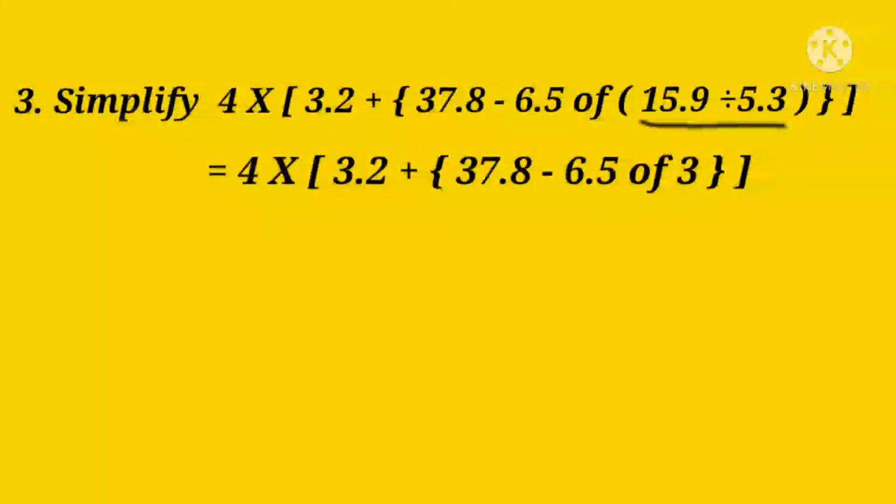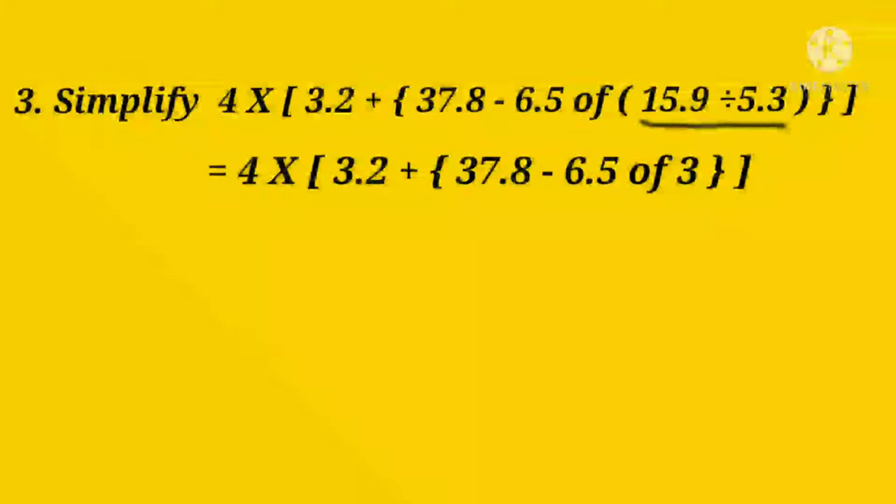So we will first simplify the numbers given within the small bracket, that is 15.9 divided by 5.3, and other numbers we will note down as it is. So we get 4 into, within the square bracket, 3.2 plus, within the curly bracket, 37.8 minus 6.5 of 3, curly bracket closed, square bracket closed.